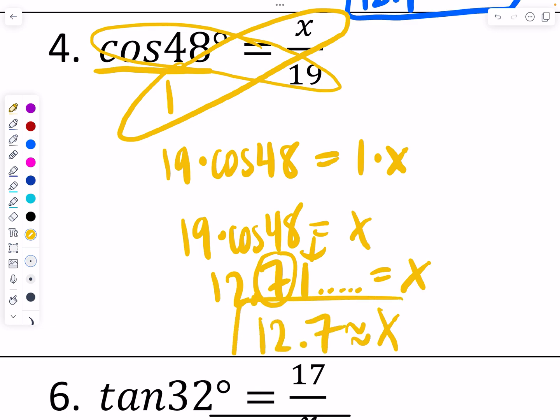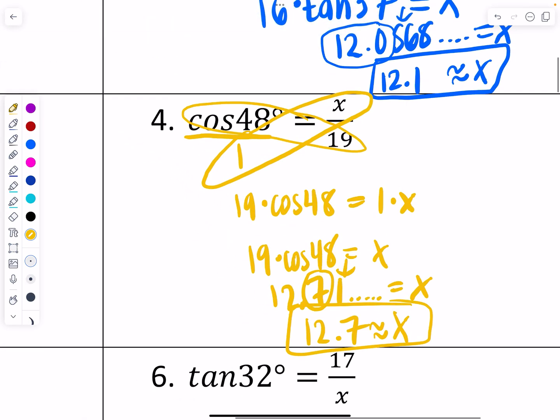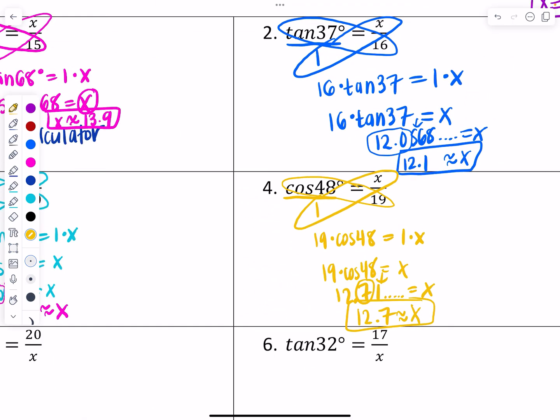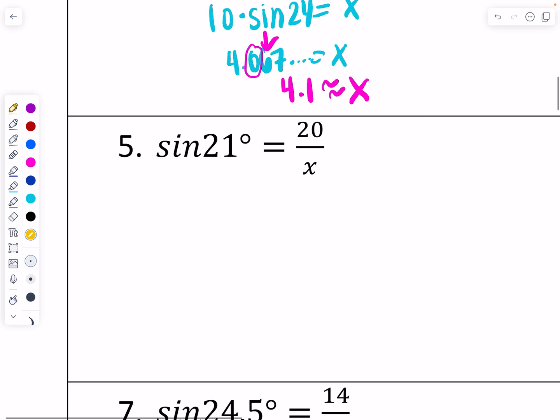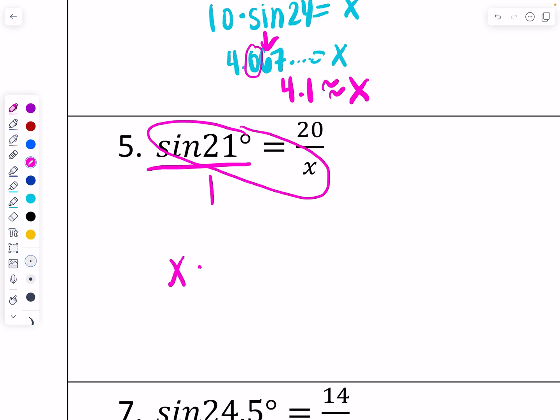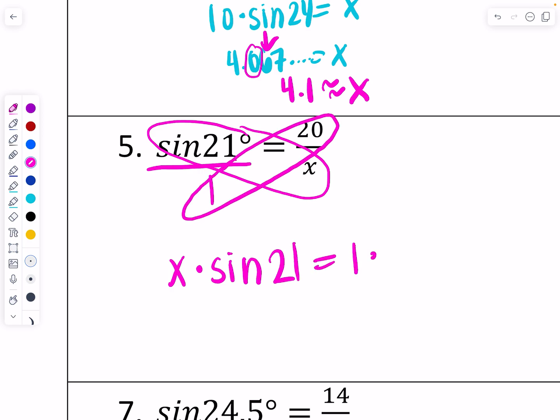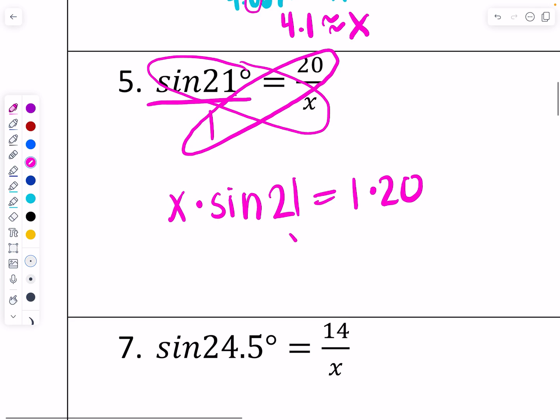12.7. Okay, so that's what that side length would be in that right triangle. Everyone we've done so far has had 1 multiplied by x on one side by itself. So let's look at some examples where it might not be that way. When I put this one over 1 and cross multiply, x is going to be times the sine of 21, and that's equal to 1 times 20. So x times the sine of 21 equals 20.